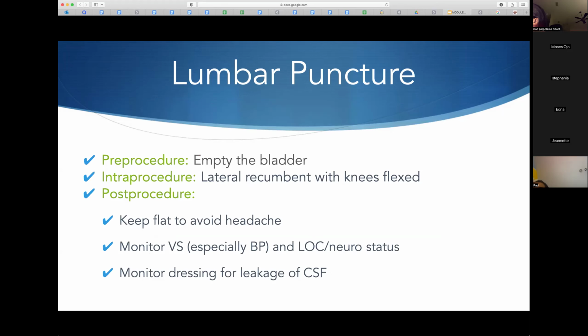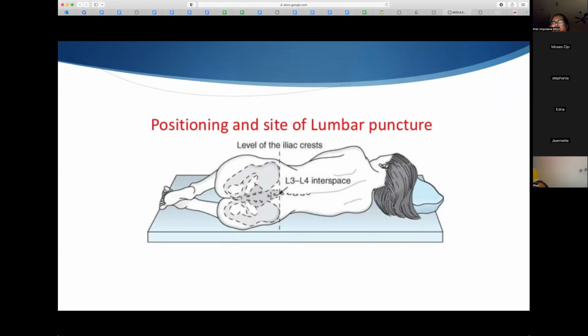Post-procedure, they need to keep flat to avoid a headache, monitor their vital signs, and monitor the dressing. They're going to put a dressing on the site afterwards, so make sure there's no leakage. If there is, alert the healthcare provider. And again, this is the position, the lateral recumbent position.